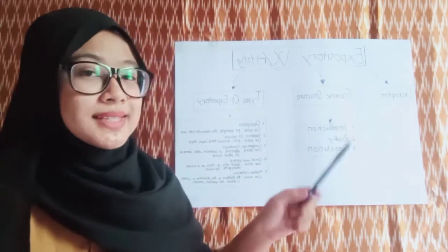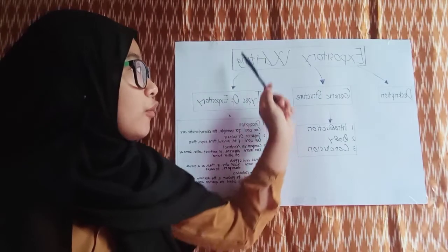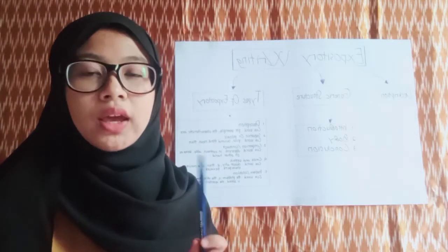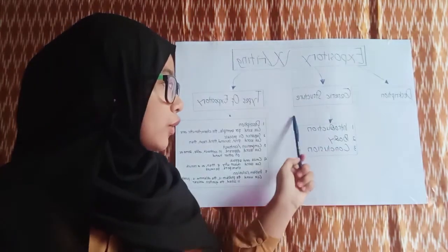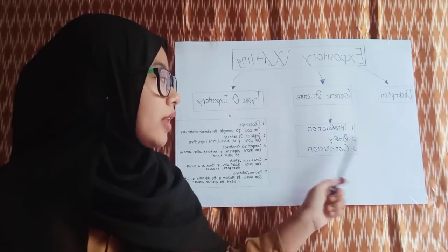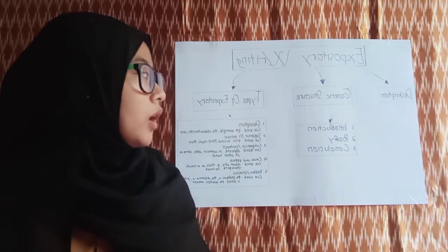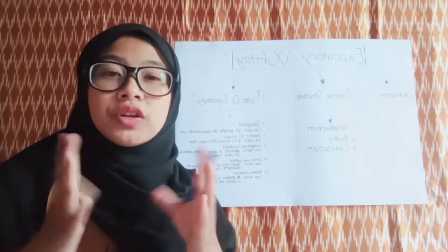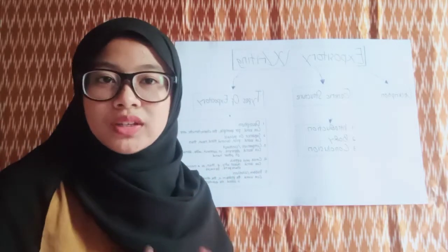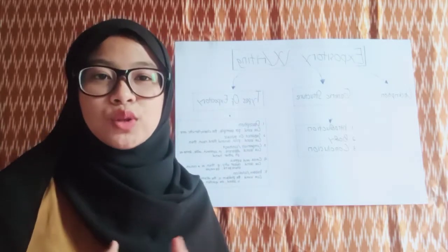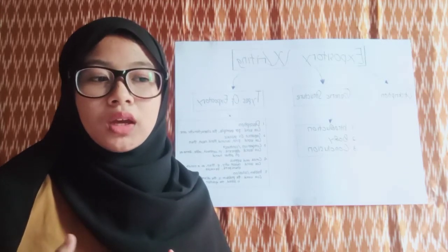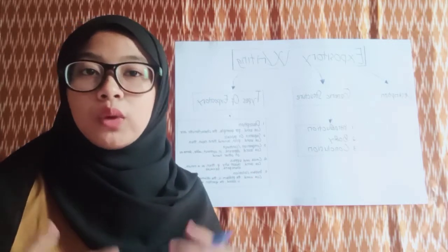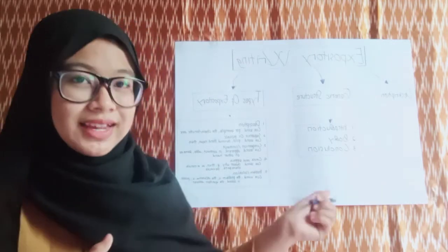So the next is the generic structure of expository writing. There are three generic structures in expository writing. The first is introduction, the second is body, and the third is conclusion. In the introduction, we tell about the topic that we discuss in general, and also we can give the reader an overview of the topic that we will discuss in the text.